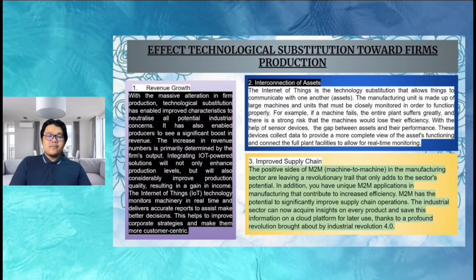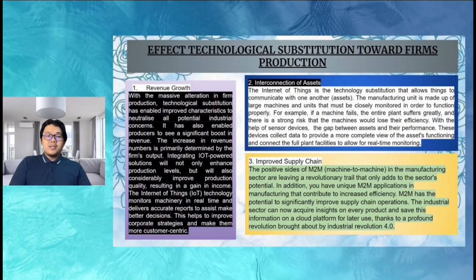income. The Internet of Things, IoT, technology monitors machinery in real time and delivers accurate reports to make better decisions. This helps to improve corporate strategy and make them more customer-centric. Second is interconnection of assets.